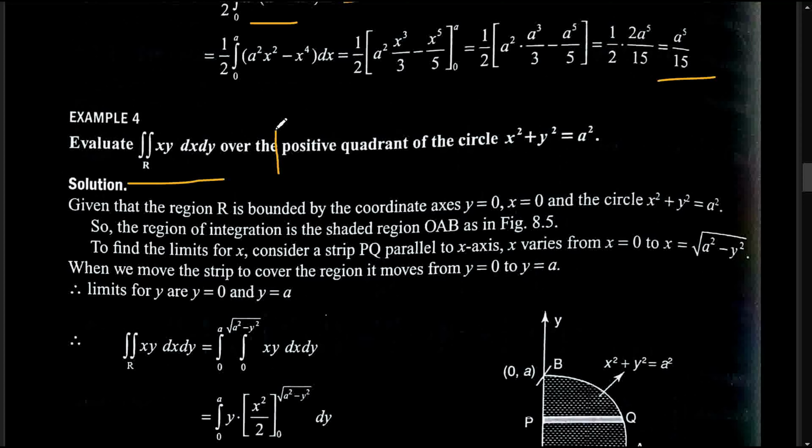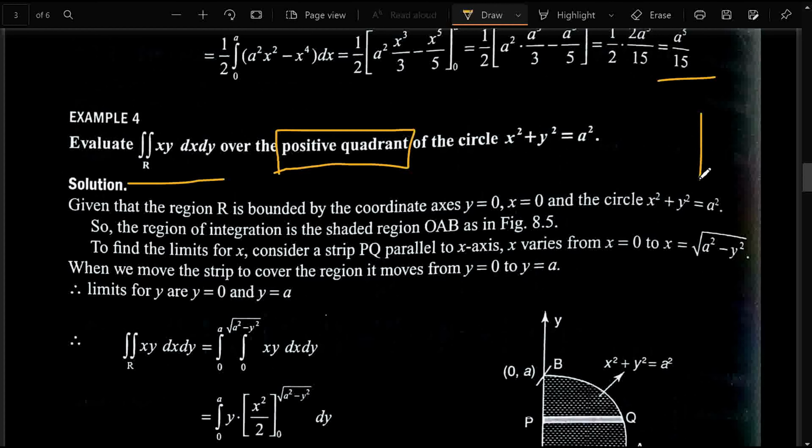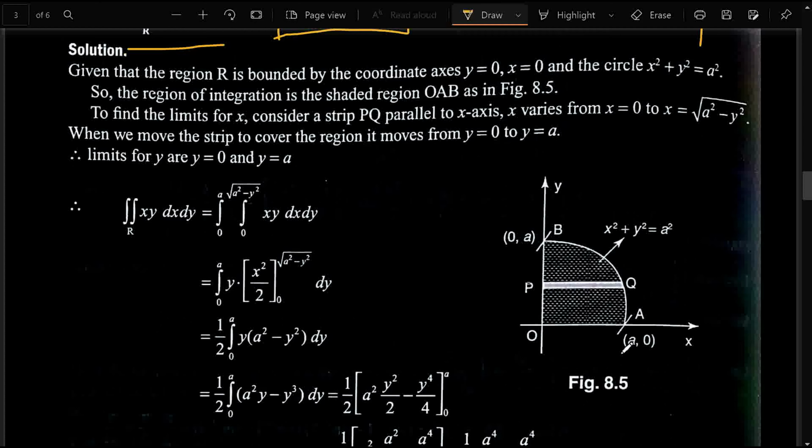Then evaluate this double integration over the positive quadrant. This is a very important word in these questions. If you are not noting it, then you used to get a wrong answer. Positive quadrant in the sense only the first quadrant is taken, not the whole circle. So this is a circle, so positive quadrant.